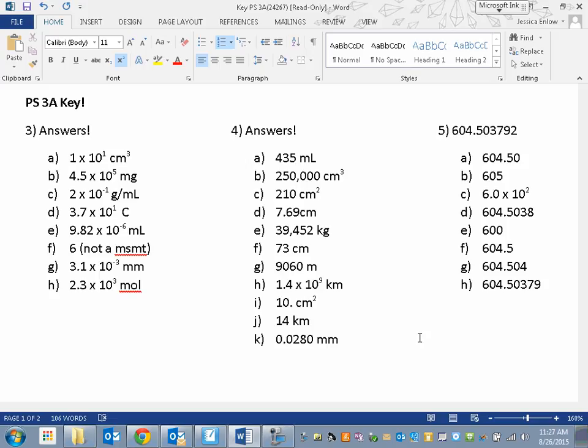Whenever you get your final first calculated answer, it's 0.0280. Yeah, and that's 3 sig figs. So it's just that. I don't believe there's actually any rounding needed on that one, because that has 3 sig figs.